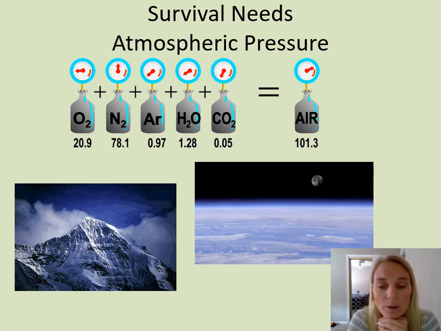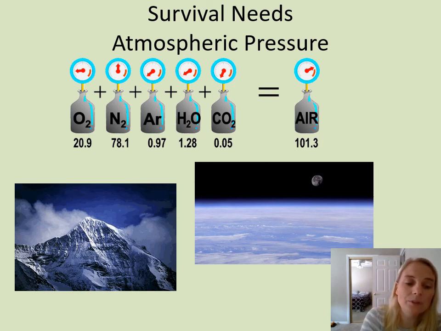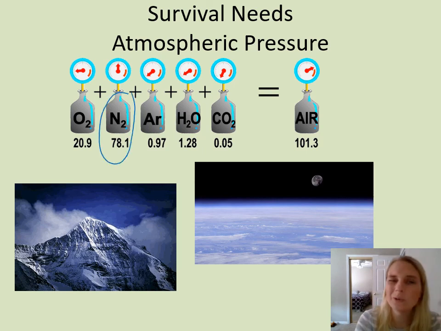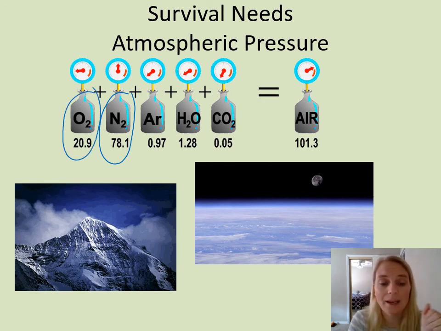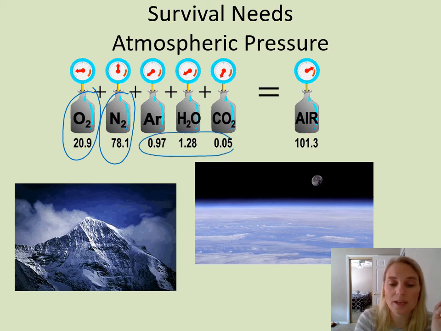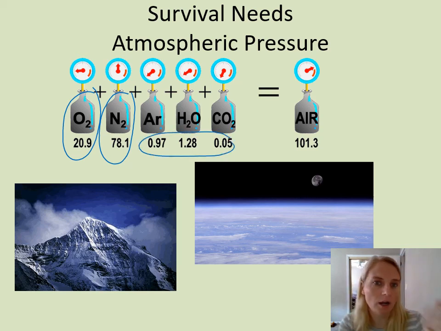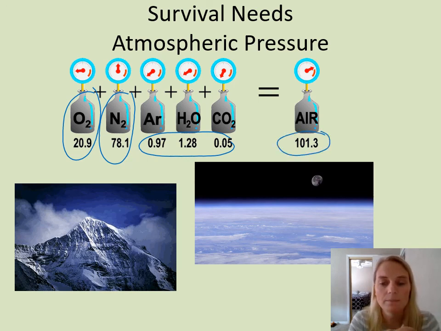And then the picture on the top is just showing you that the air that we breathe is a mixture of gases. So about 80% is nitrogen gas, which you really don't think about too often. Our oxygen that we need for that survival need is about 21%. And then we have about 2-ish% of other gases like argon and water vapor and carbon dioxide. Gives us about 100% of our atmosphere.